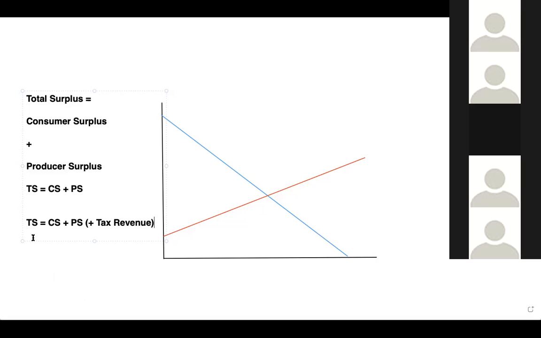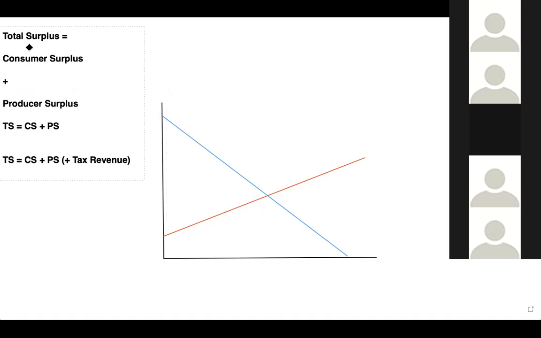But if you throw something else in there like tax revenue, then it breaks the symmetry and it's harder for me to remember. Anyway, I hope you won't forget, because it'll just make things a little bit easier. I'm going to move this up a little bit.